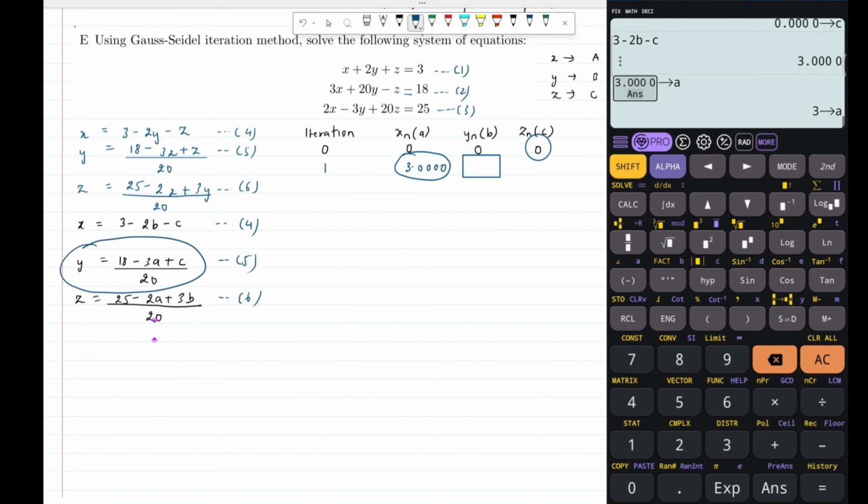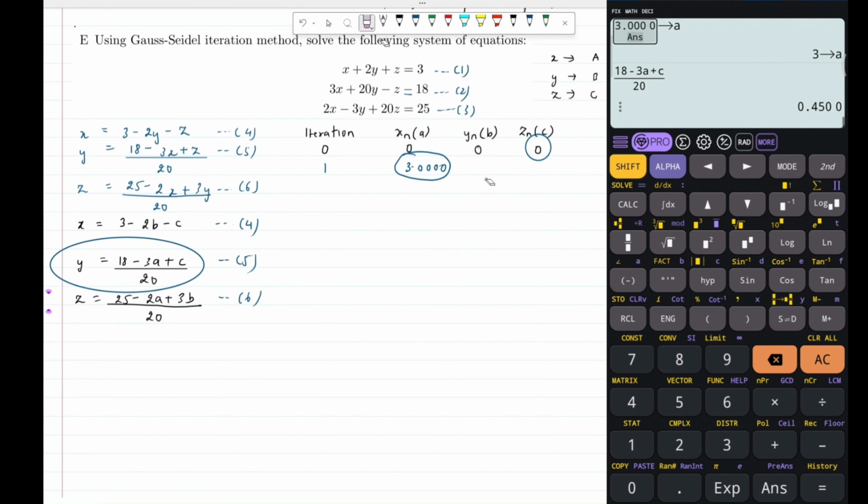We'll enter this in the calculator. So that is as a fraction. We have 18 minus 3a plus c, divided by 20. So you see that this is 0.4500, and we got to store this now in B. So we'll press shift, store B.